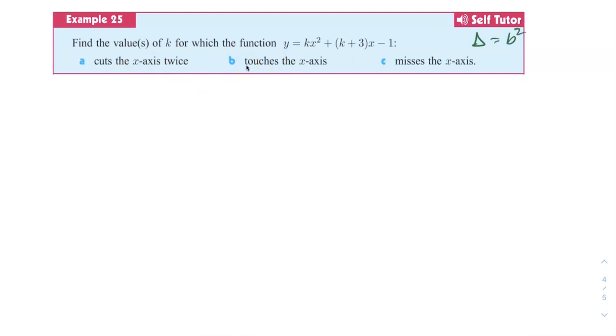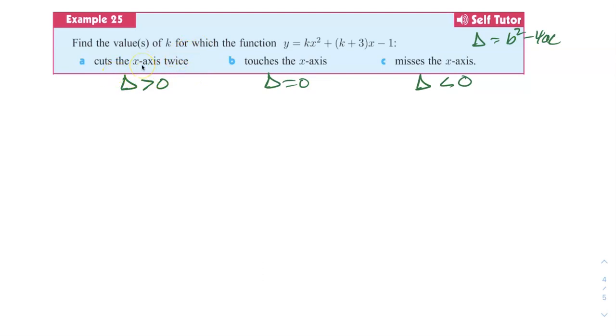So b squared minus 4ac. If you remember the discriminant, when it is greater than 0, you have two real solutions, also known as you cut the x-axis twice. When it equals 0, you have one real solution, also known as touching the x-axis. And when it's less than 0, you don't cross the x-axis at all, so you miss the x-axis. You have no x-intercepts and no real solutions. So that's all this is. This is a fancy way of saying use your discriminant to solve this question.